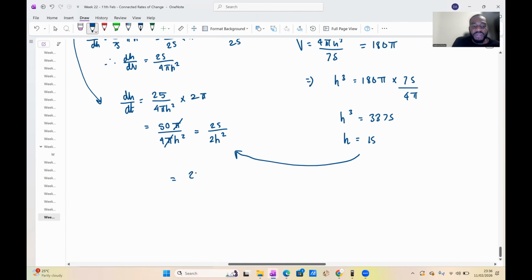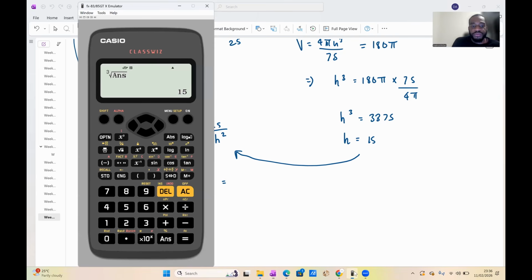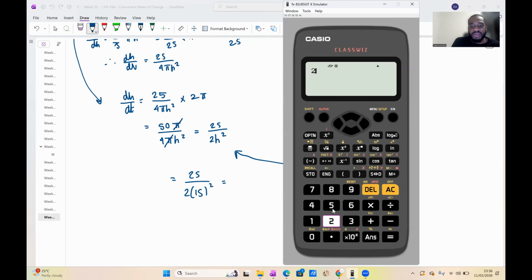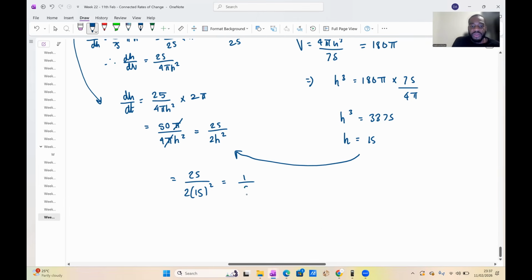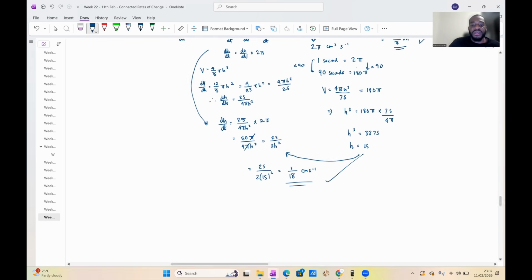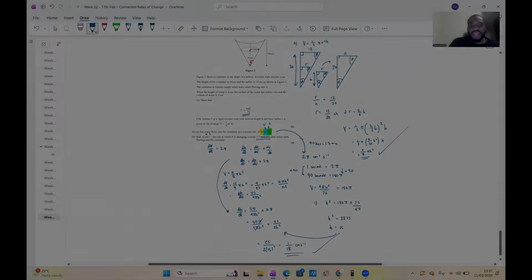So therefore, it's going to be 25 over 2 times 15 squared, which is equal to 25 over 2, 15 squared. That is 1 over 18. So therefore, the answer for the rate of change of the height is going to be 1 over 18 centimeters per second. And that is it. Anybody get that correct?